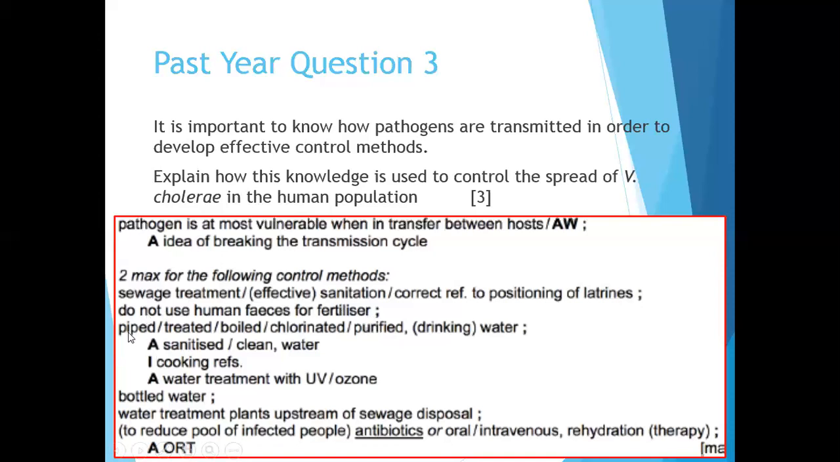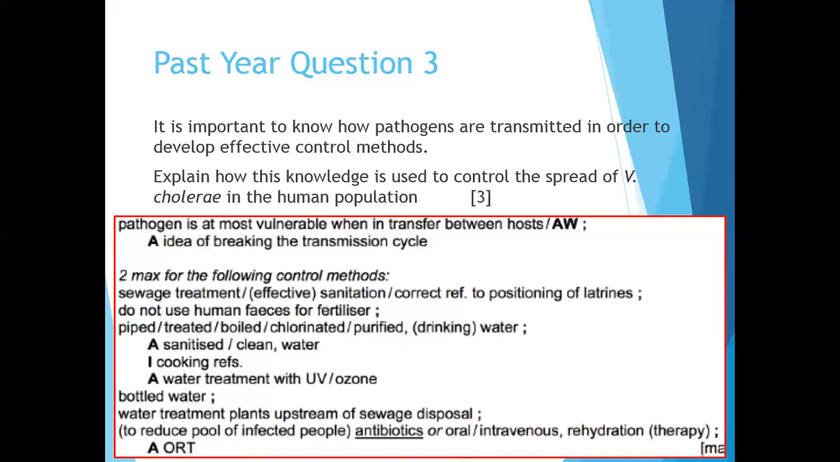Piped, treated, boiled, chlorinated, purified drinking water. Accept sanitized or clean water. Ignore cooking water. Accept water treatment with UV or ozone. As long as you can kill the bacteria, all these ways are actually to kill the bacteria. So this is a latest way, also acceptable. Bottled water, water treatment plants upstream of sewage disposal.